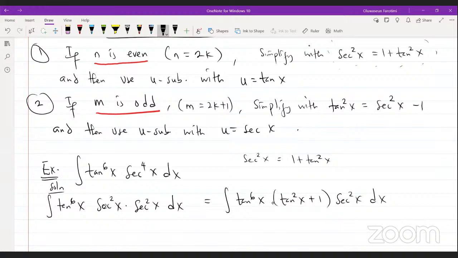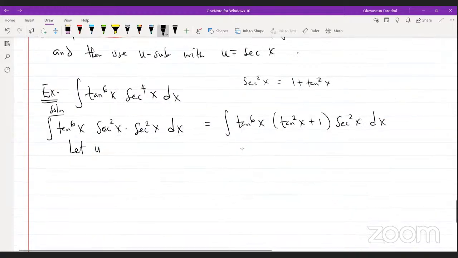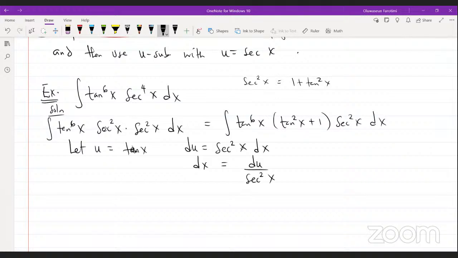Well, in case 1, which you're seeing above, what kind of u sub do you make? You make a sub with u equals tan of x. Okay, so let us do that. So let u equals tan of x. What is going to be du, guys? du is going to be secant squared of x dx. If you differentiate tan, you have secant squared. Okay, but I need dx all by itself. So that means dx is just du over secant squared of x. Now I'm good to go.